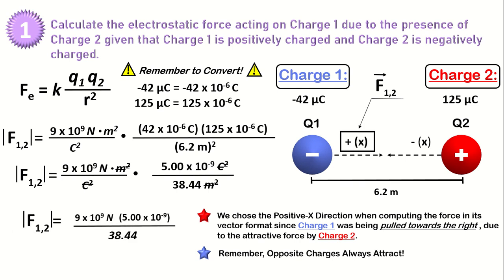Alright, so just simplifying this a little bit more, we have 9 times 10 to the 9 newtons times 5.00 times 10 to the minus 9th power, all divided by 38.44. Plugging this ratio into our calculator should yield a value of approximately 1.17 newtons. And remembering that we had chosen the positive x direction, since charge 1 was being pulled in that direction towards charge 2 due to the attractive force, we can denote this as 1.17 newtons in the positive x direction, if we were to use vector format.